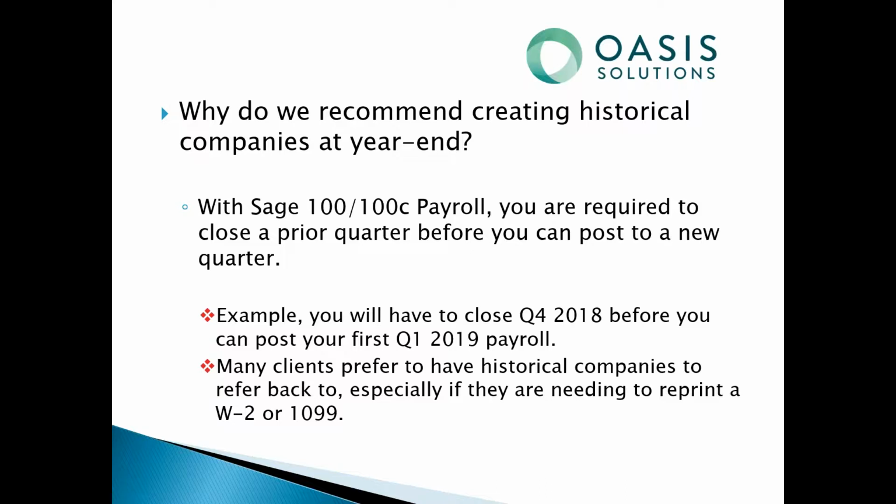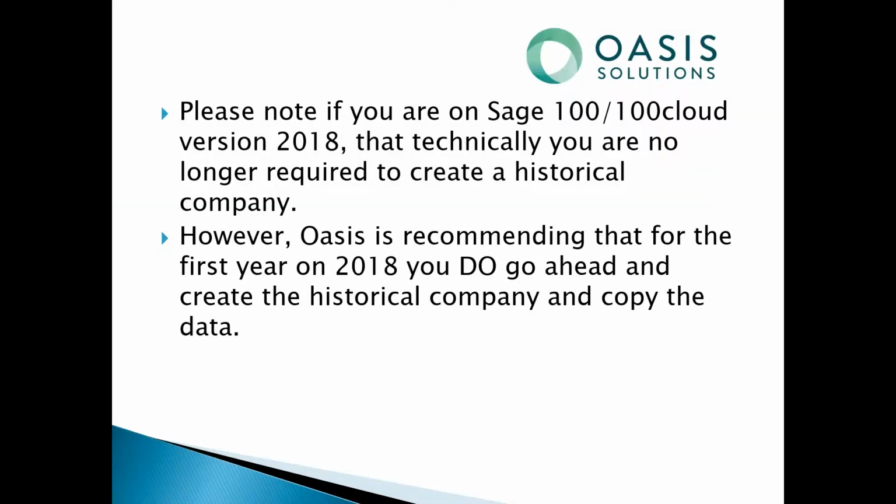So what we're going to look at today is how to do this. I'm going to walk you through it, or many people still have us do it just to make sure that they don't run into any issues, because they don't want to get ready to process W-2s and determine that they don't have information. You need to create that historical company after your last payroll of 2018 and before you close the year. It's imperative that you do it before you close the year. If you accidentally close it, then we're going to have a big problem trying to figure out what you're going to have to do to rekey information to get it back into your system. Also, many clients prefer to have those historical companies to refer back to, especially if they're needing to reprint W-2s or 1099s or do a correction or something of that nature.